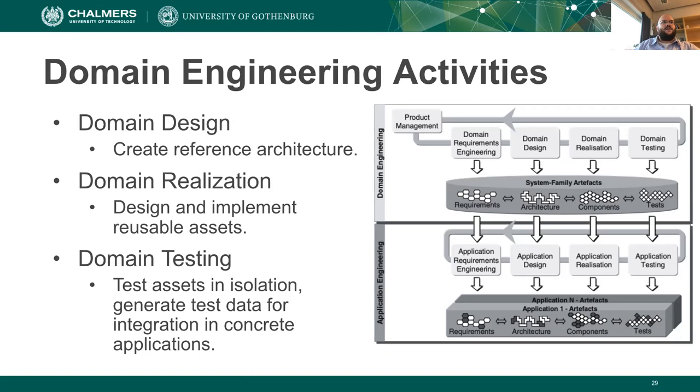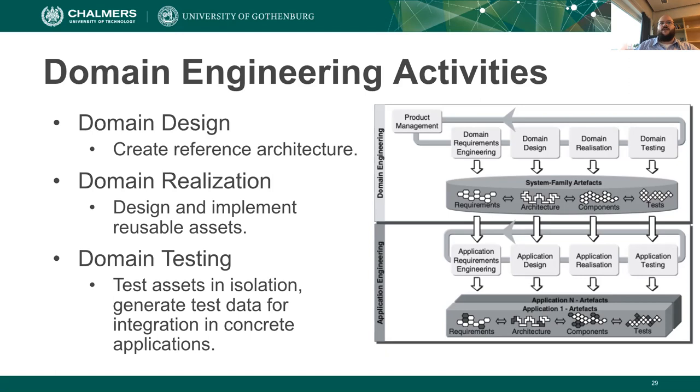Third, we design for our domain. Starting from the requirements model, we try to develop a reusable product line architecture, this reference architecture that provides the basis for all of our future realization within the product line. Fourth is domain realization. And this is where we are going to actually program these reusable assets.